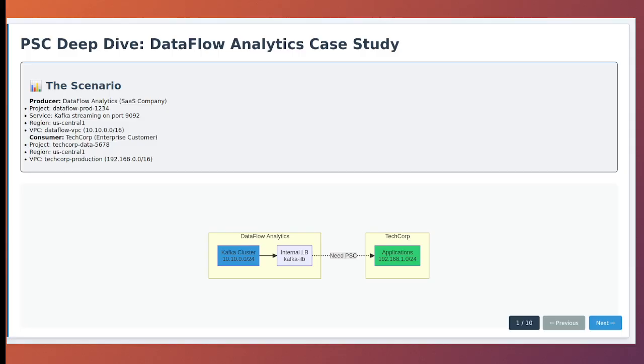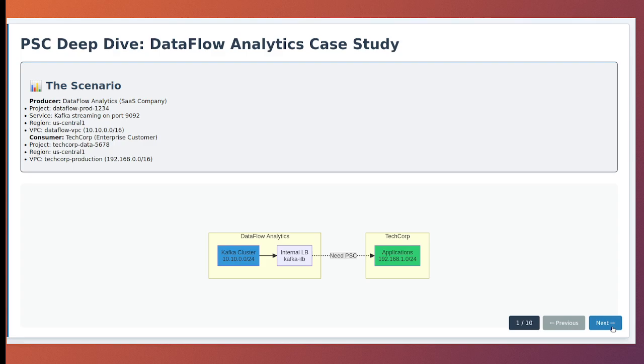Our fictional scenario involves Dataflow Analytics, a SaaS company that provides real-time data processing services to enterprise customers. They need to expose their service privately to TechCorp, one of their enterprise clients, without opening up their entire network.